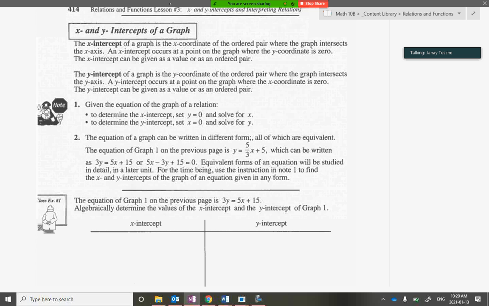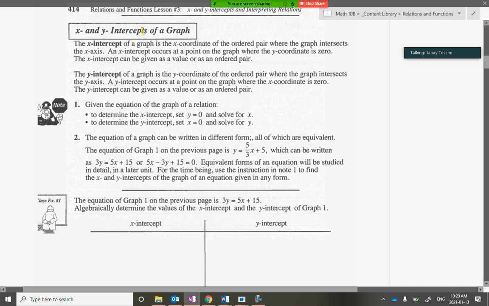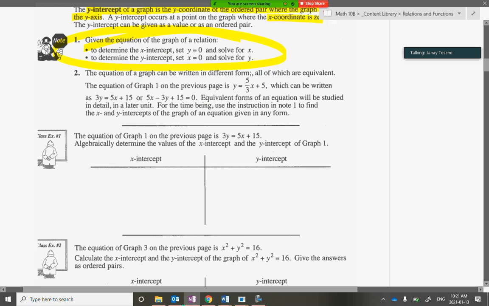So this is them writing it out. I think it's easier. Personally, I would always rather read my handwriting than their textbooks. But our x-intercept is where the graph intercepts our x-axis. Y-coordinate is 0. Y-intercept is where it crosses our y-axis. X-coordinate is 0. So using that, we can solve for where it crosses your axes and what those different points are at. So let's go through an example.